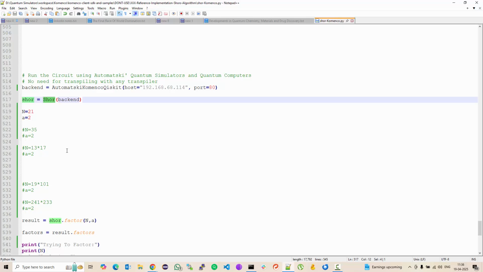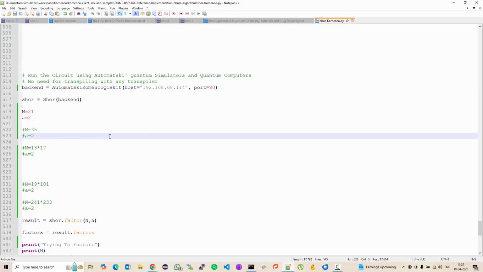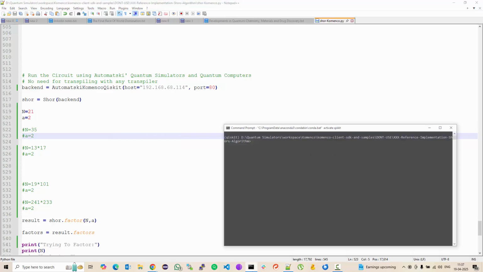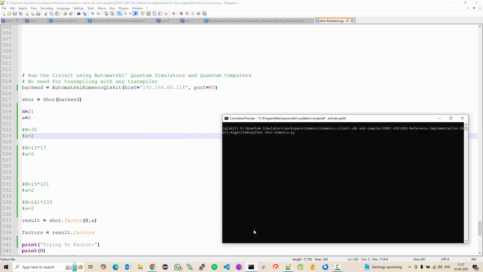So let's run this. There is no hanky panky here. This is running on Automatsky's quantum computers, and you've seen the source code. So let's run this. 21 is the largest number factored. I think 35 is the largest number factored. 21 was before that. So let's try 21.